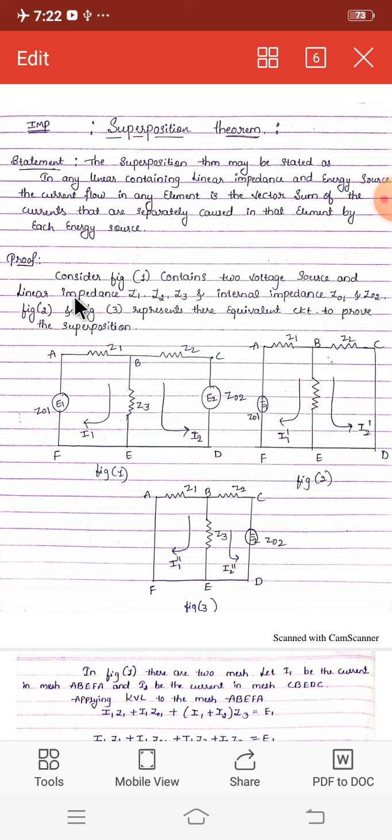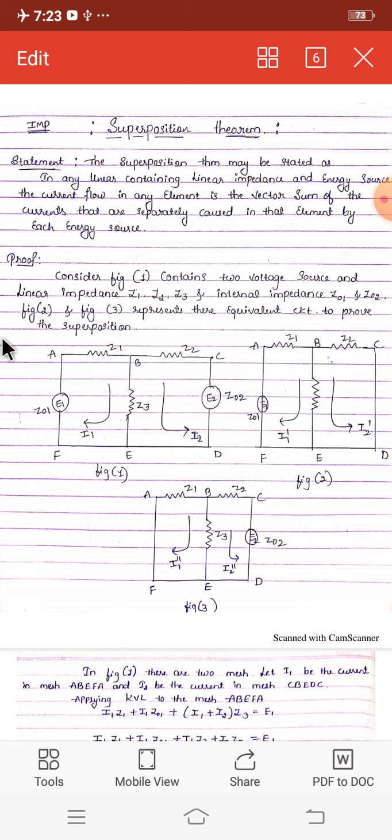Okay, see here, consider figure 1. Say this is figure 1, 2 and 3. Figure 1 contains two voltage sources, E1 and E2, and linear impedances Z1, Z2, Z3, and internal impedances Z01 and Z02. Figure 2 and figure 3 represent the equivalent circuits to prove the superposition theorem.